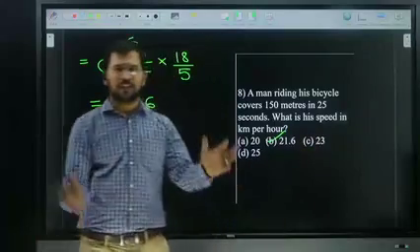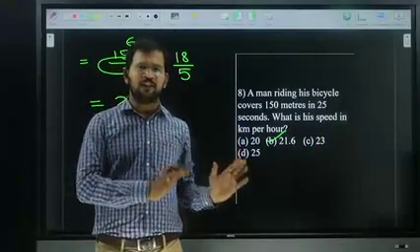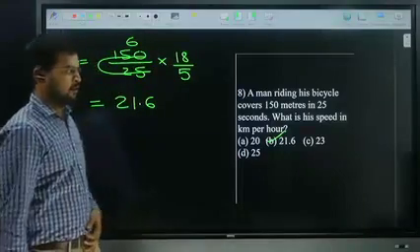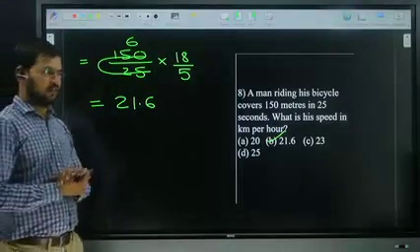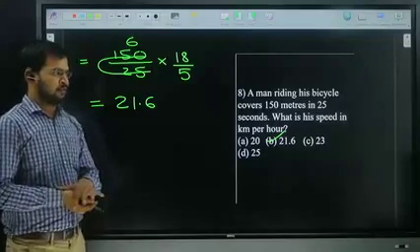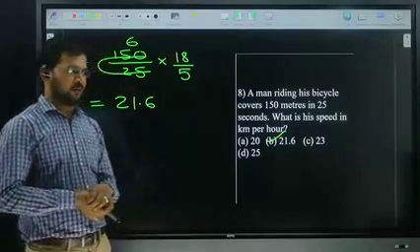These are very basic level questions. They are based upon unit conversion and the basic relation. If you practice more, then you can get command of the basics. Shall I go to the next question?